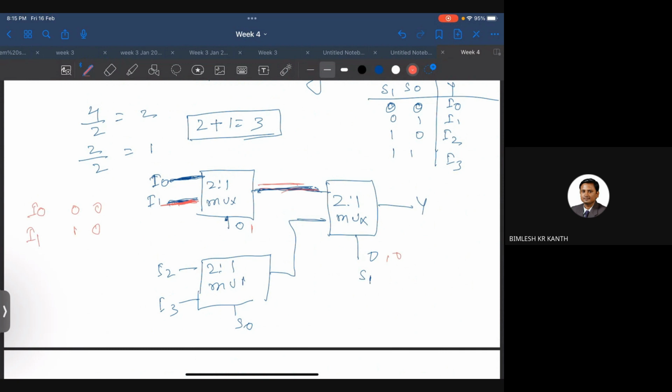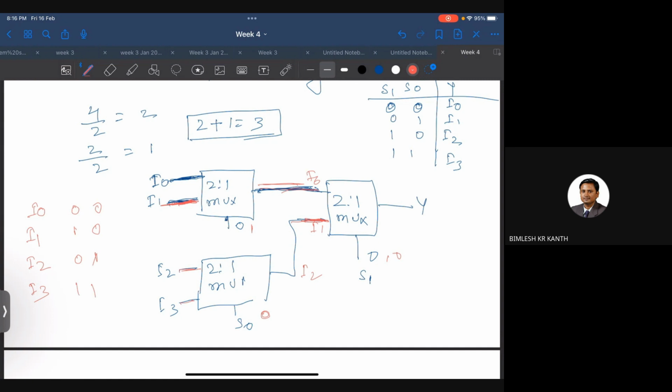Now suppose you want to choose I2, then this will be again 0 and this will be 1, right? Yeah, 0, because 0 is exhausted there. This will get I2. Suppose you want to choose this line, so you have to put 1, right? Then this is I0 and this is Y1, right? So you have to put 1 here. And suppose you want to choose I3, then you have to put 1 also and 1 also.